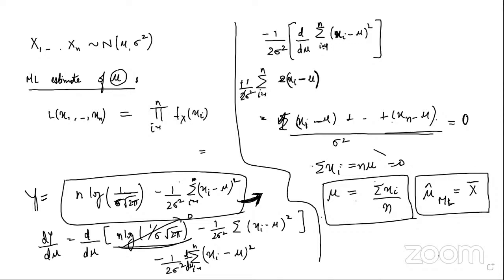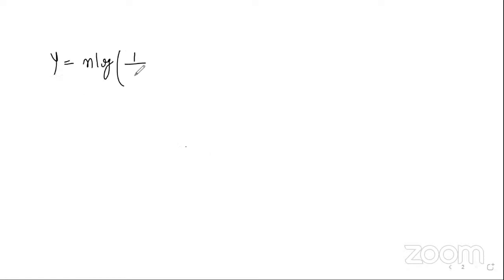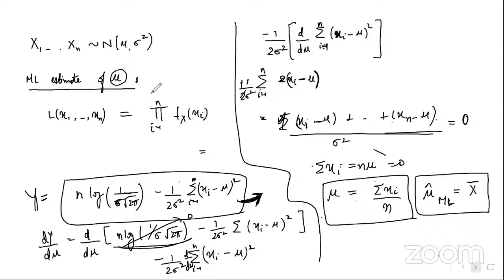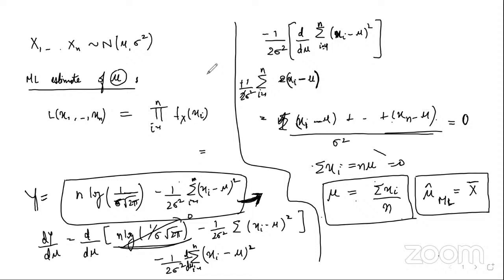Sorry. Let us complete it now. We'll calculate it here. So I will just write this term here. So y is n times log 1 upon sigma under root 2 pi, minus 1 upon 2 sigma square, sum over xi.